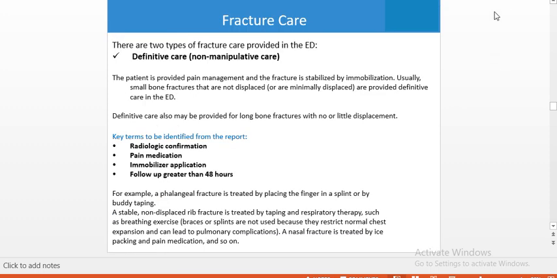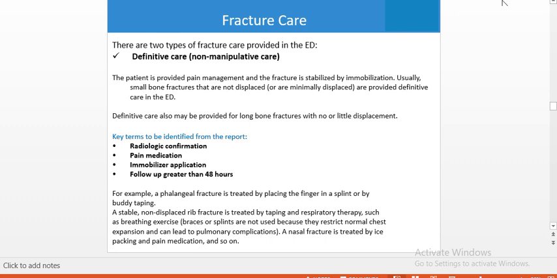So usually there are two types of fracture care provided in the ED. First, definitive care, non-manipulative. Here the patient is provided pain management and the fracture is stabilized by immobilization. Usually small bone fractures that are not displaced are provided definitive care in the ED. Non-manipulative means the physician will not touch the fracture site and will not apply any manual pressure on the fracture site. It is called a non-manipulative procedure.